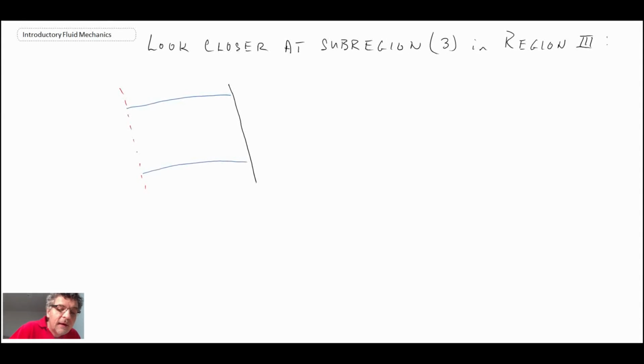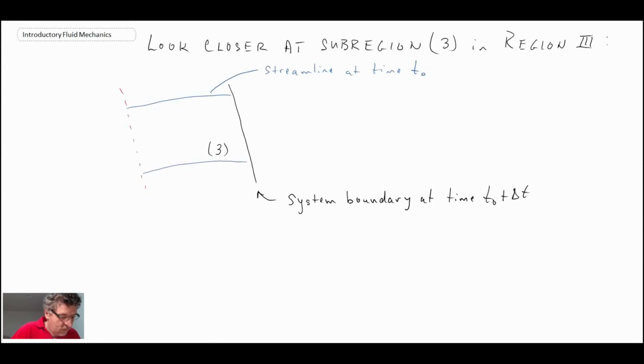And this here is little region 3. And so it's a differential element. And this here is a streamline. And then we have our control surface on the left-hand side. So if we have streamlines on the upper and the lower, what we can assume is that the velocity vector is going to be parallel to those streamlines, between the streamlines. So the velocity vector is something like that.